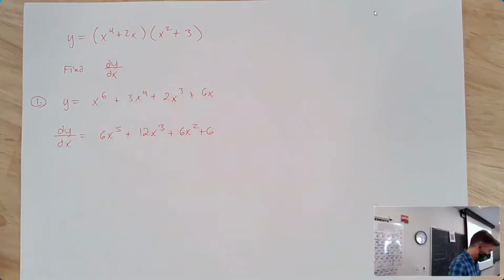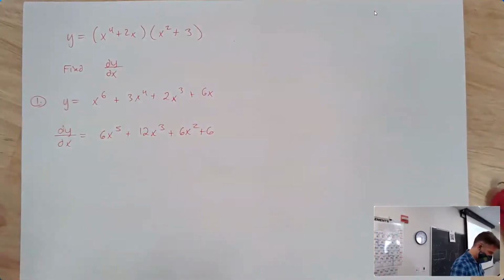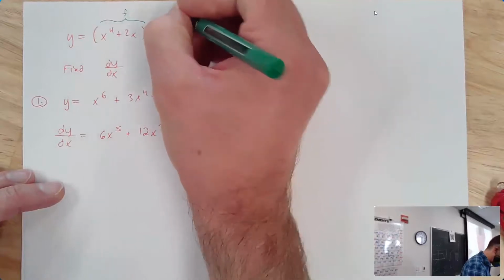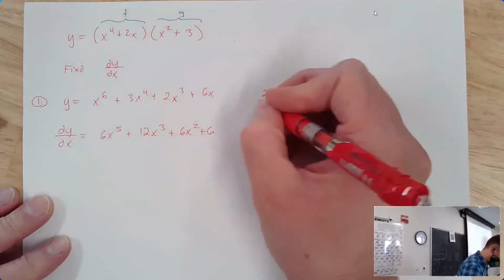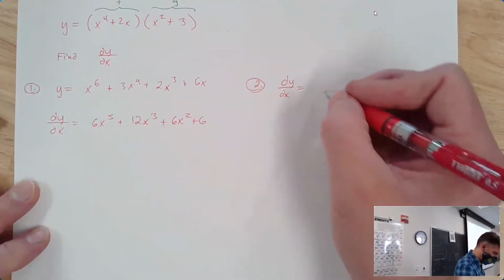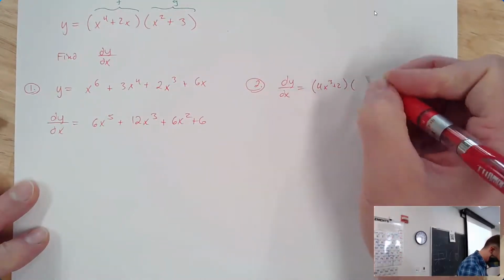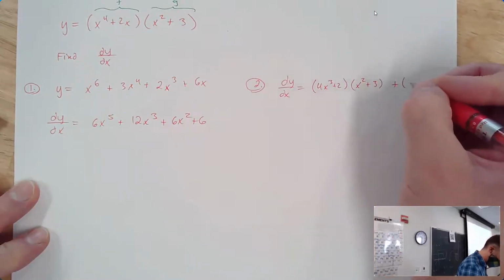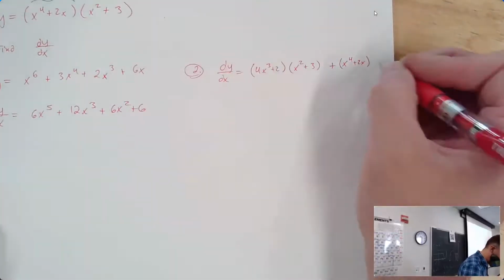Alternatively, we could think of this as an f times a g or a u times a v, whatever letters you want to use, and say that the derivative dy dx is going to be f prime, so 4x cubed plus 2, times g, which is x squared plus 3, plus f, which is x to the fourth plus 2x, times g prime, which is x squared.